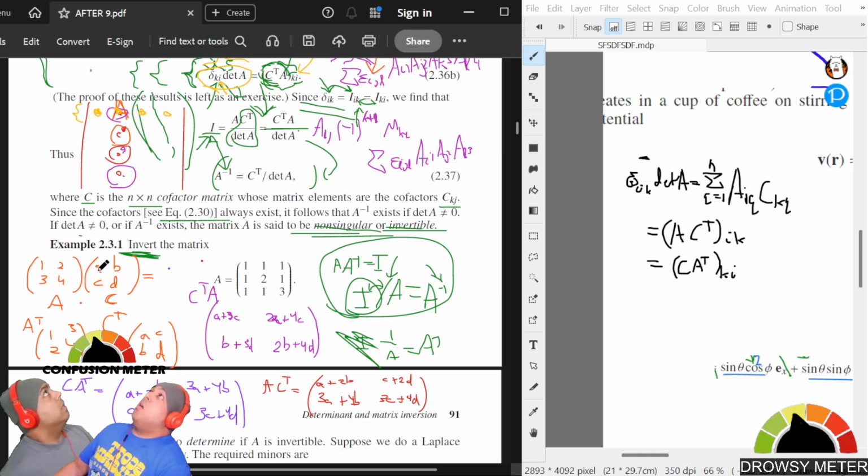CAT, right? CAT. This times this. A plus 2B. This times this. 3A plus 4B. This times this. C plus 2D. This times this. 3C plus 4D. CTA, CTA. This times this. A plus 3C. This times this. 2A plus 4C. This times this. B plus 3D. This times this. 2B plus 4D. Okay.